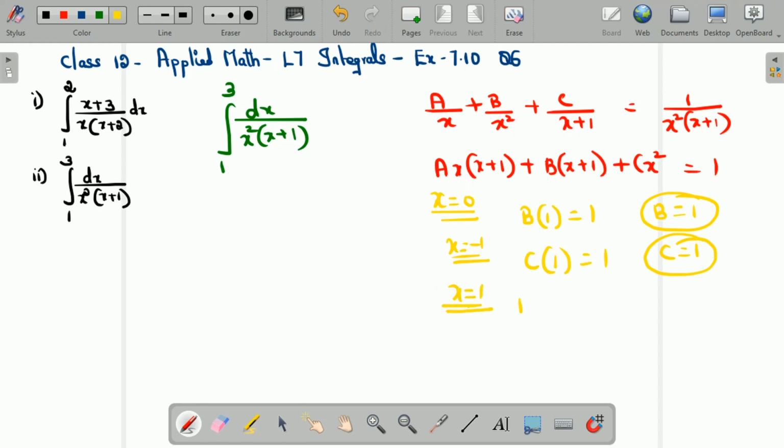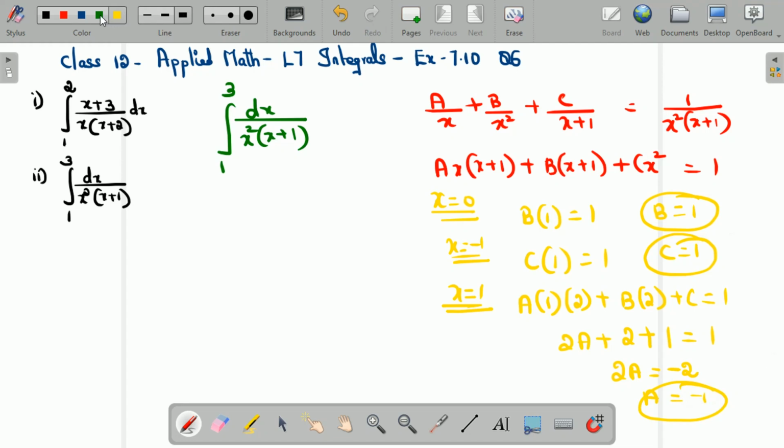Now I'm going to put x value is equal to 1. This means A into 1 into 2 plus B into 2 plus C is going to be equal to 1. We already know the value of B and C, so let's put this here. 2A plus 2 into B, so it is just 2 plus 1 is equal to 1. So 2A is going to be equal to minus 2, which means A is equal to minus 1.